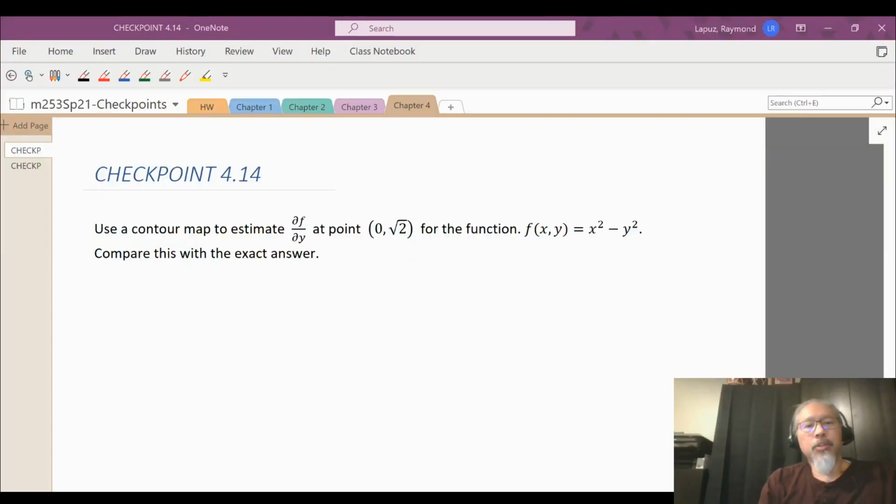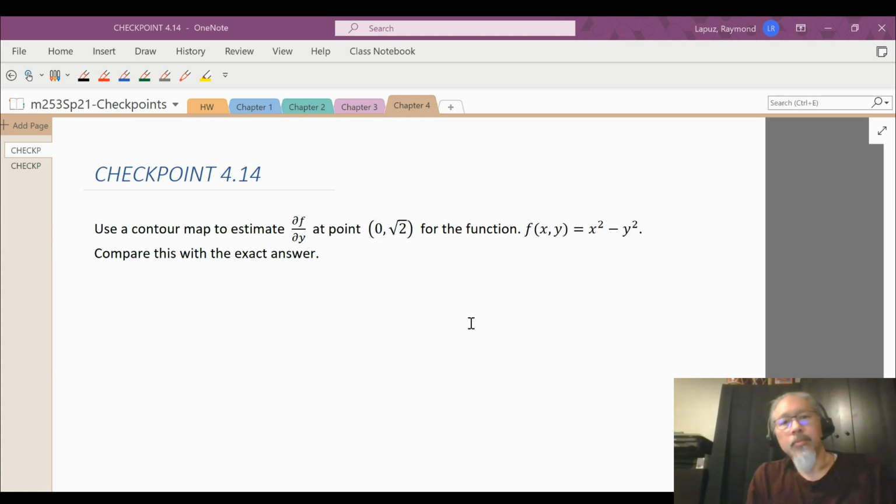Hello, we're doing checkpoint 4.14. They want us to use contour maps to estimate the partial of f with respect to y at the point (0, square root of 2) for the function f of x, y equals x squared minus y squared. And they want us to compare this with the exact answer.